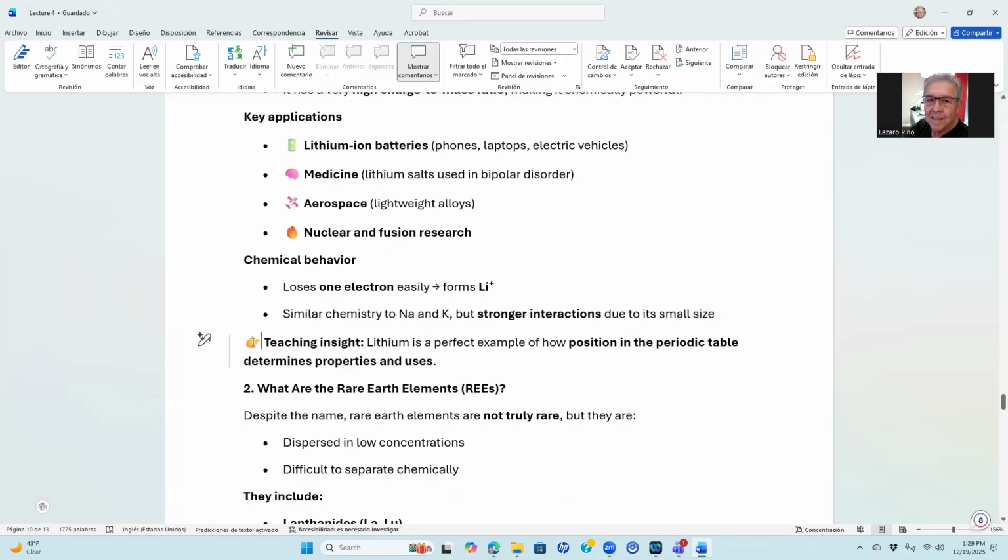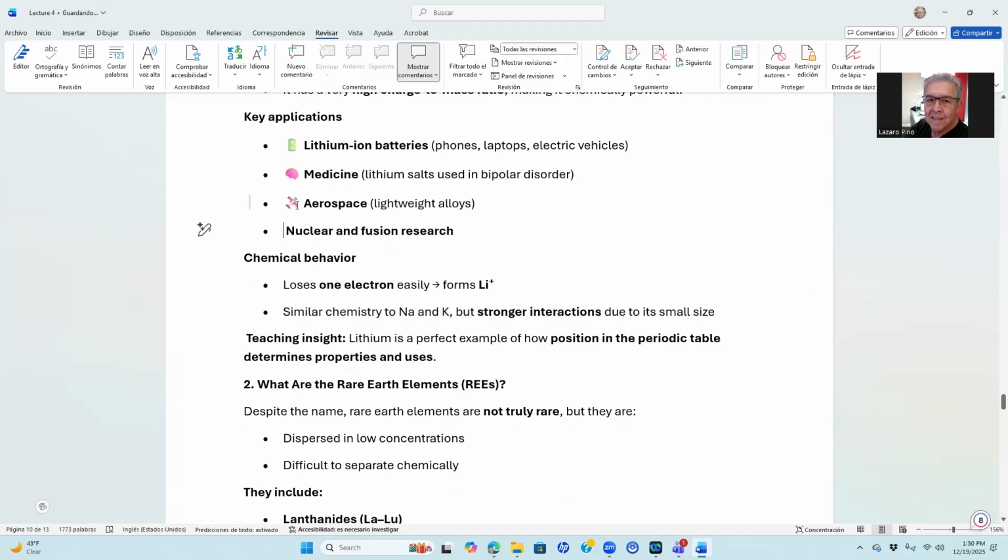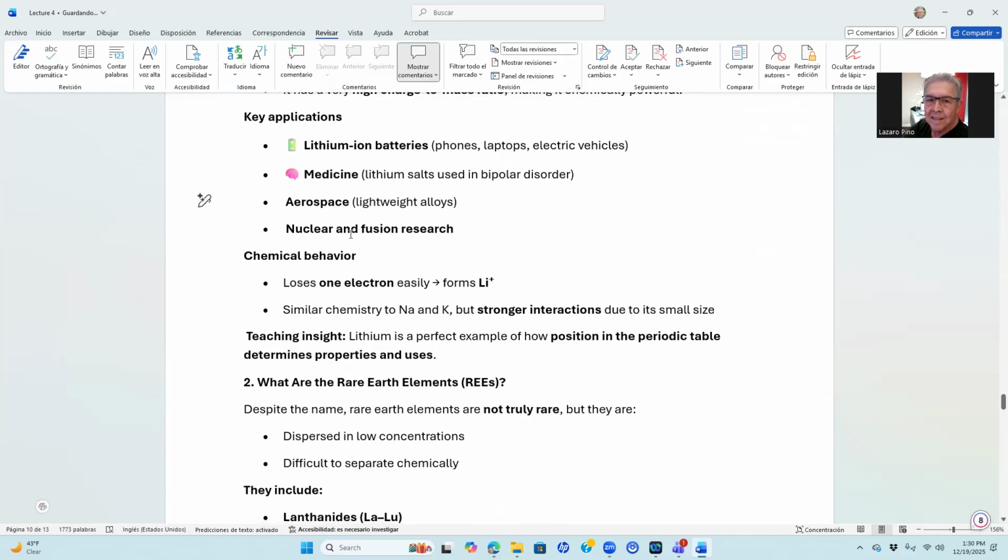So let me stop here. Look, what are the applications of lithium? Well, it can be used in nuclear and fusion research. It can be used as lightweight alloys.